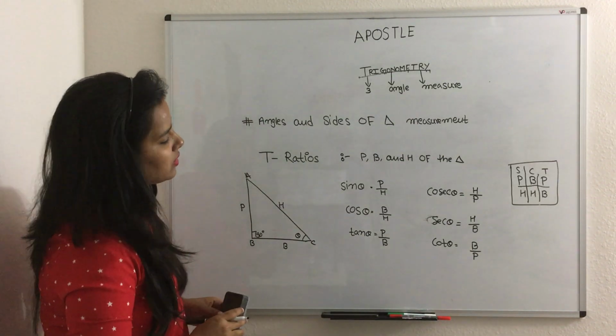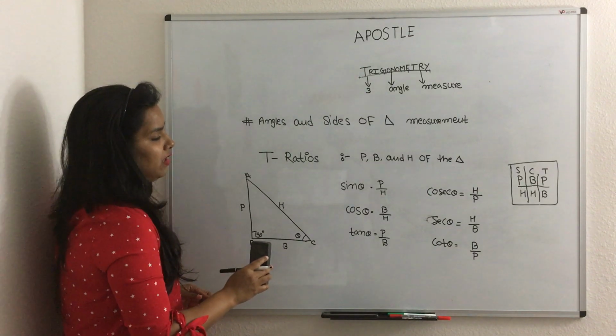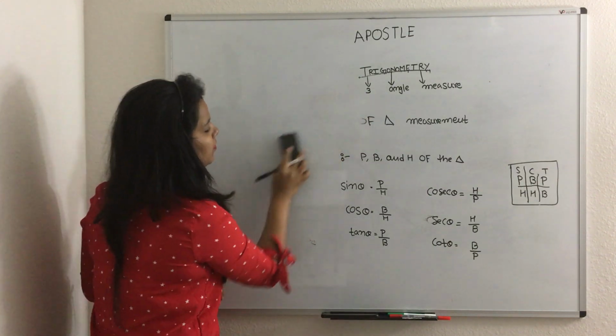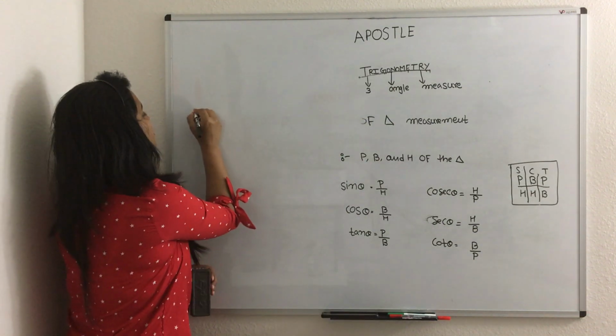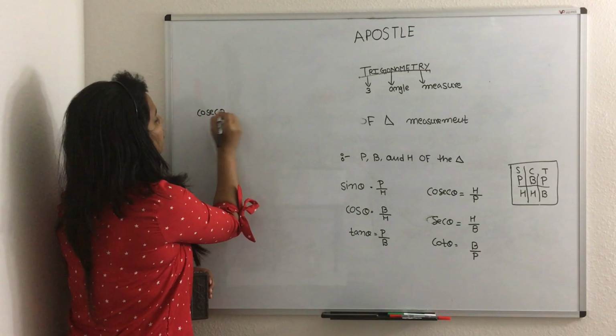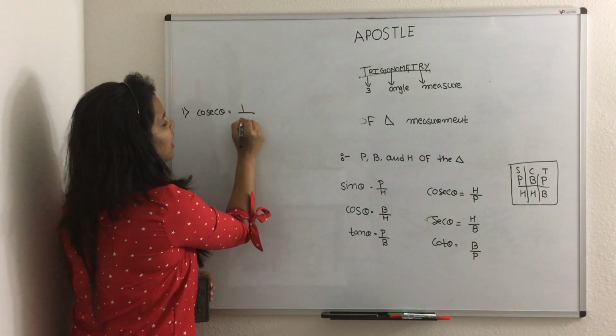Now we are going to discuss some important note points regarding sine, cos, tan, cosec, sec and cot. First of all, note point 1 is this: we can also write cosec theta as 1 upon sine theta.